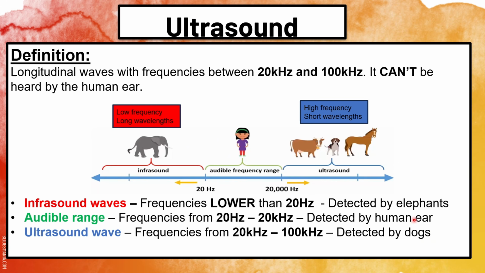Just remember, once again, frequency and wavelength have an inversely proportional relationship. So because infrasounds have a very low frequency, it means they're going to have long wavelengths. Ultrasounds, on the other hand, have high frequency, which means they're going to have short wavelengths.